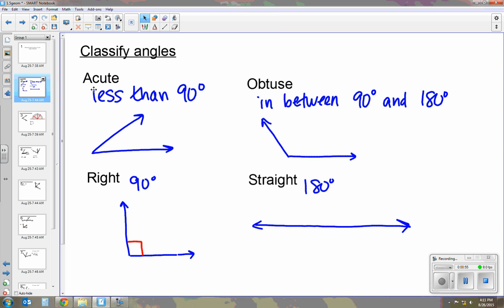And a way I remember this is if you can draw a half circle, it's 180 degrees because a whole circle is 360 and half of a circle is 180 degrees. So if I can draw a half circle, I know that the measurement of that angle is 180 degrees.